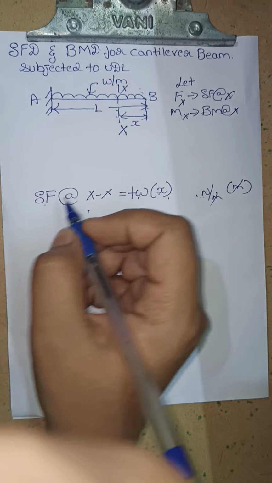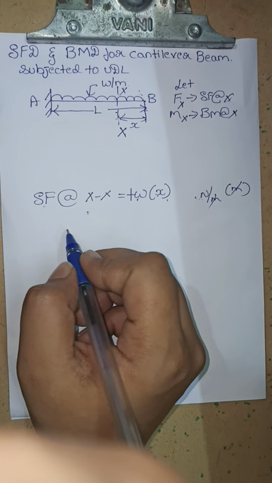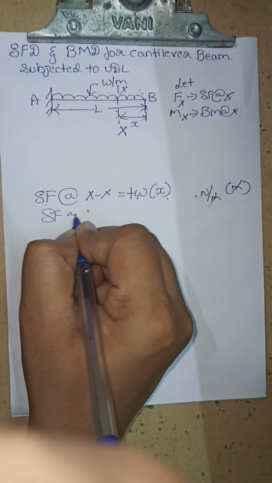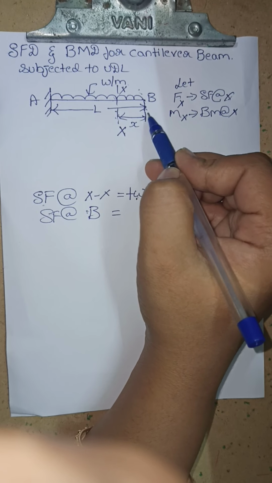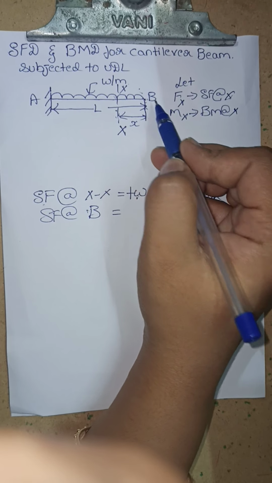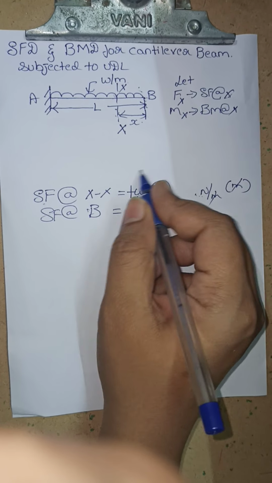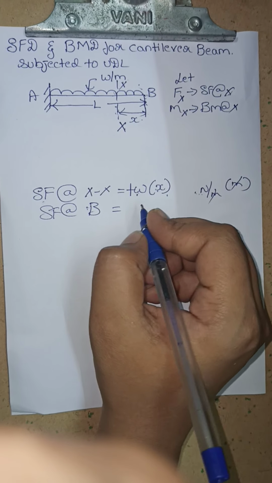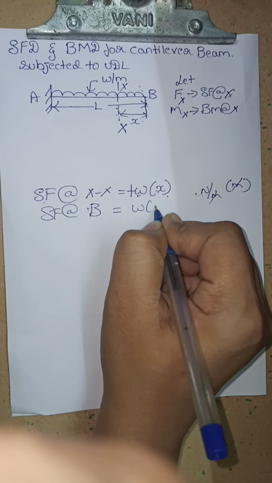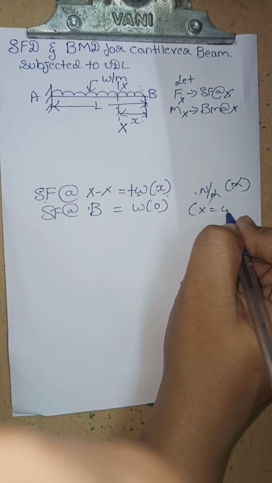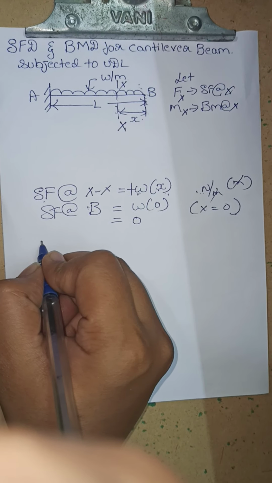Now if I want to find the shear force at different points, that is point B and point A. The shear force at point B: here the value of x exactly at point B is equal to 0. So if I substitute in this equation, the shear force at B is equal to W into 0, as x is equal to 0. Therefore the shear force at B is equal to 0.